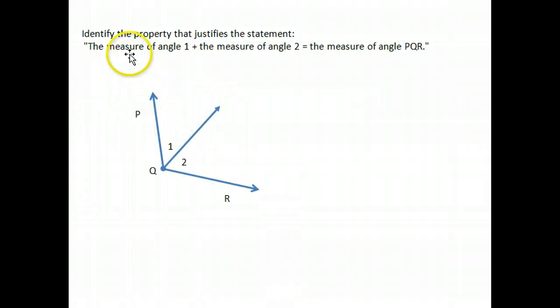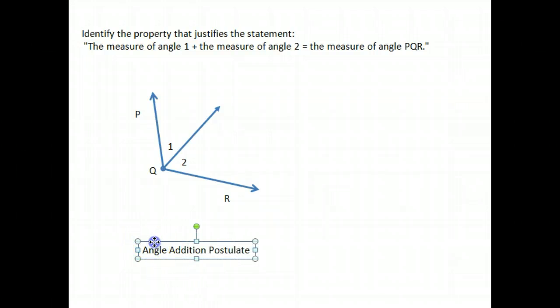All right, here's another one. What property allows us to say that the measure of angle 1 plus the measure of angle 2 equals the measure of angle PQR? Now notice PQR is this big angle here that goes from P to Q to R. It holds angle 1 and angle 2 inside of it. What property tells us that if I add angle 1 to angle 2, I get the measure of the angle that they are inside of? Okay, that property would be the angle addition postulate.